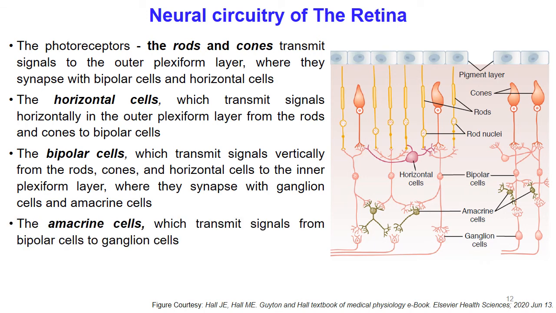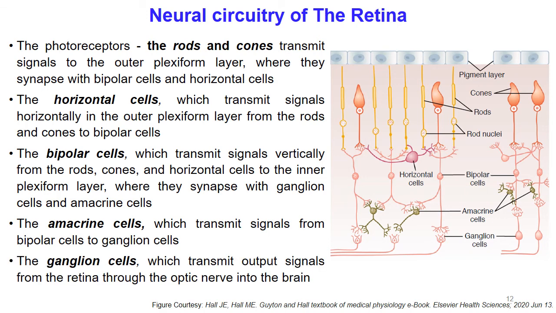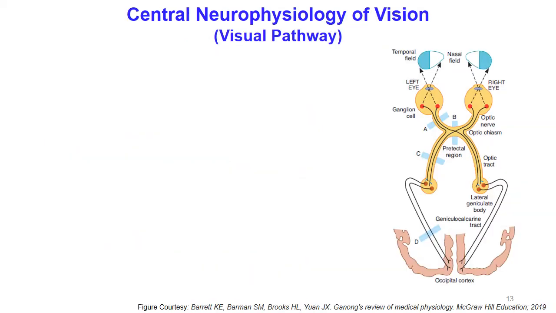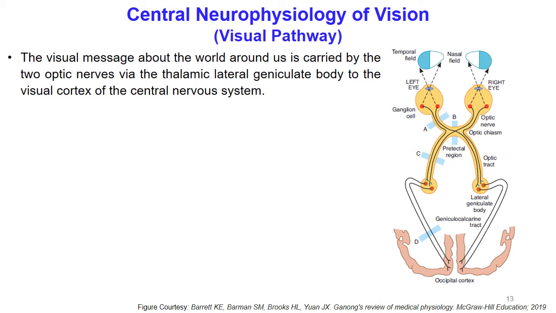The amacrine cell transmits signals from the bipolar cell to the ganglion cells. The ganglion cell transmits output signals from the retina through the optic nerve into the brain. Thus, the visual message about the world around us is carried by the two optic nerves via the thalamic lateral geniculate body to the visual cortex of the central nervous system along with the specific pathways.